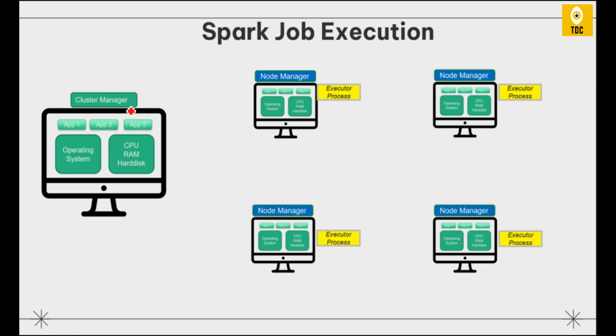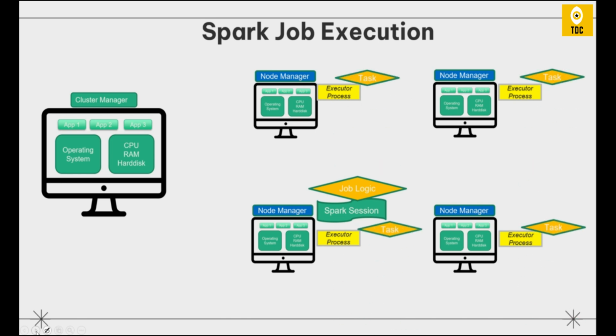As you see, there is a cluster, there's a master node, there are slave nodes, master or child, master or slave, whatever you can call. And the Spark session is already initiated. Once the Spark session is initiated, there will be a job logic. In our case, you can take the example of reading the number of words in a particular file. That is a job logic, and that job logic is a program. That program will be split into multiple tasks, and each task will be given to each executor process, which are ready in each of the nodes.